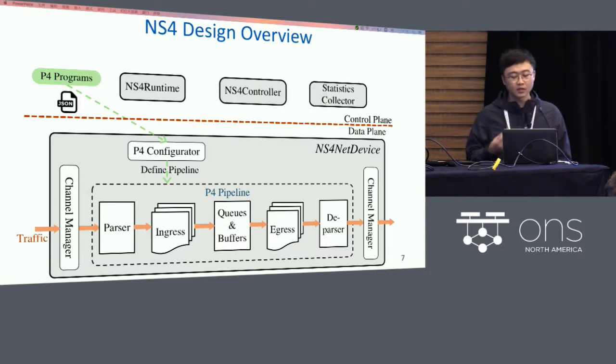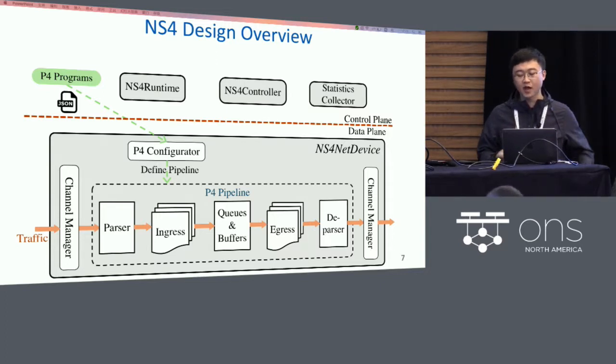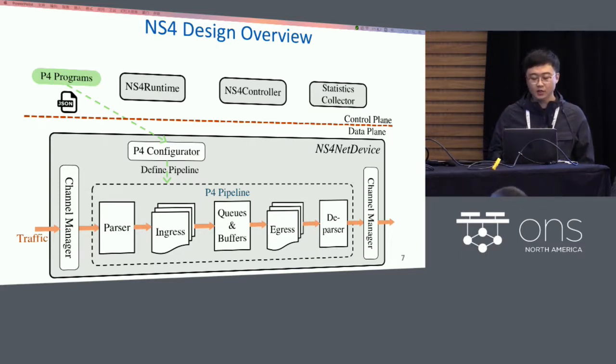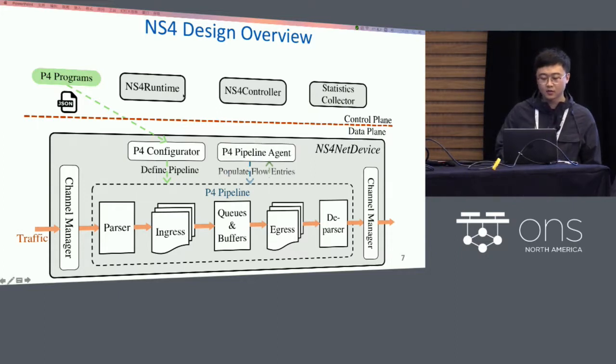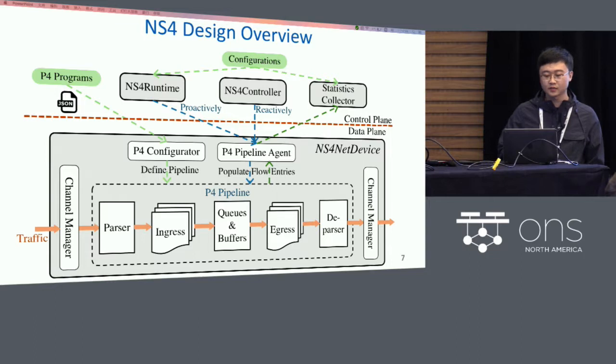In the control plane, we design 3 models: NS4 runtime, NS4 controller, and the statistic collector to facilitate developing control applications. NS4 controller can be programmed to reactively control P4 pipeline, while NS4 runtime can proactively populate table entries. And the statistic collector is responsible for gathering statistics from P4 pipeline. All the 3 models interact with the data plane through a P4 pipeline agent.